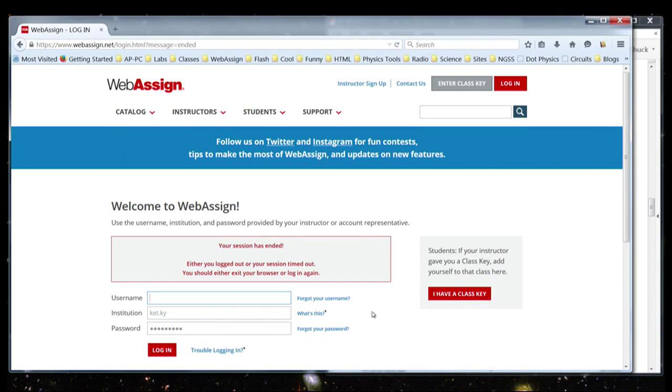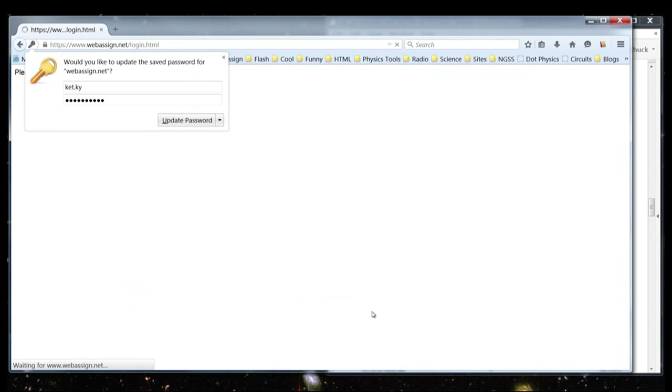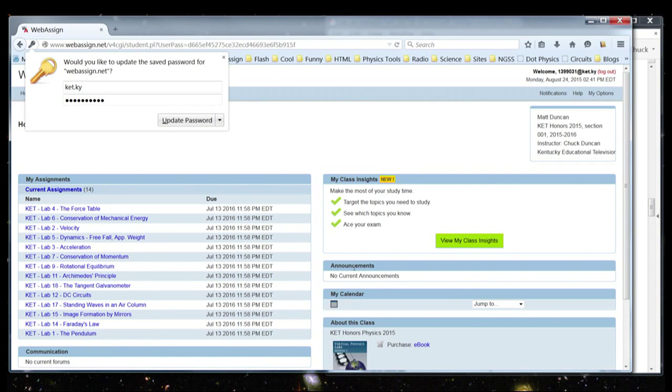This is the WebAssign site that you've run into before. And I'm going to log in. That's a funny looking username. Okay, and let's see if that works. Okay, I don't want to update that password.